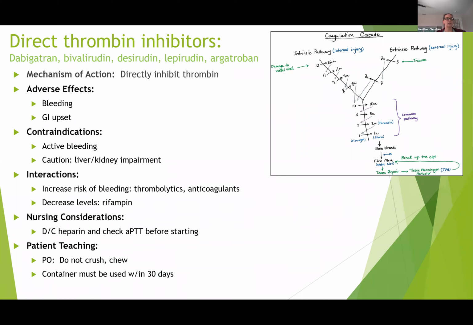Okay, now we're going to talk about direct thrombin inhibitors. Dabigatran is going to be your prototype medication for this, and that's Pradaxa, if y'all have heard of that one. The mechanism of action, it is going to directly inhibit thrombin, okay? So that is activated factor 2. So remember that right there, okay? Because of that, it's going to delay coagulation.